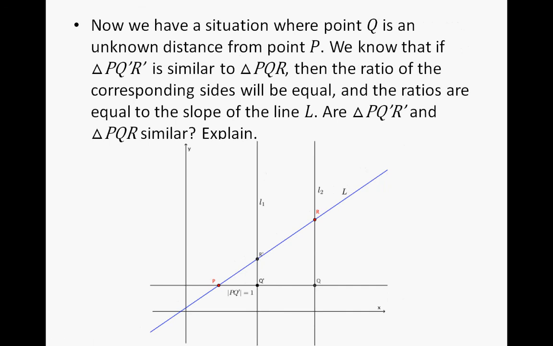So now that we have a situation where point Q is an unknown distance from point P, we know that if the triangle P, Q prime, R prime is similar to the triangle PQR, then the ratio of corresponding sides will be equal, and the ratios are equal to the slope of the line L. So are triangle P, Q prime, R prime and triangle P, Q, R similar? Explain.